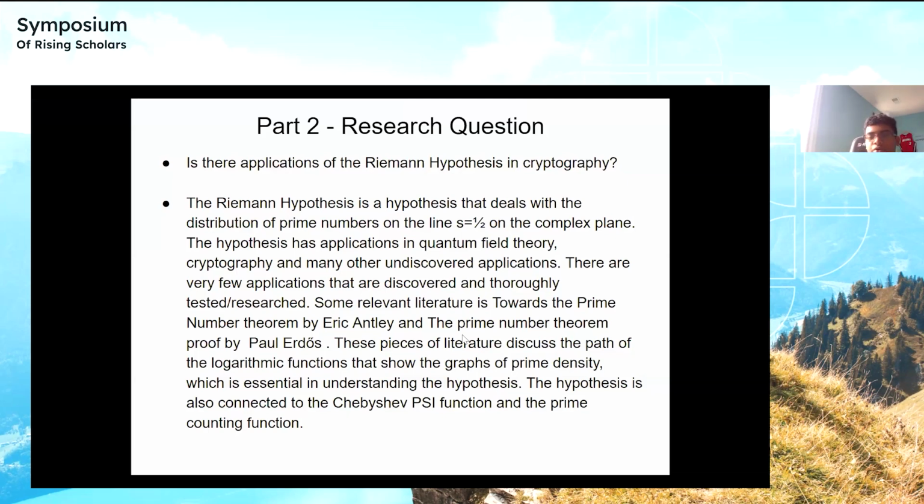Some of the relevant literature is Towards the Prime Number Theorem by Eric Cantley, and the prime number theorem proof. The literature discusses the path of logarithmic functions that show the graph of prime density, which essentially helps you understand the hypothesis better because it's based on prime density.